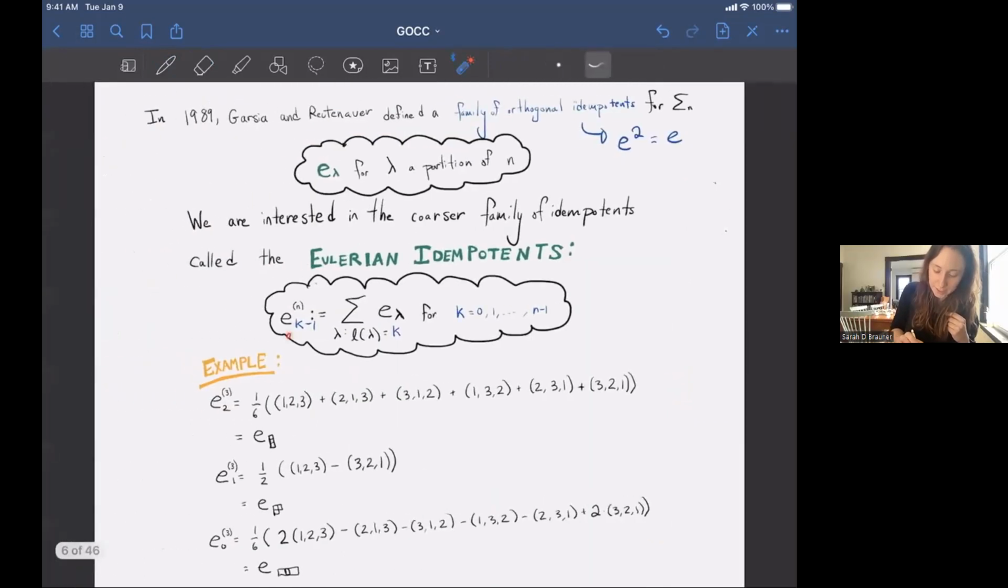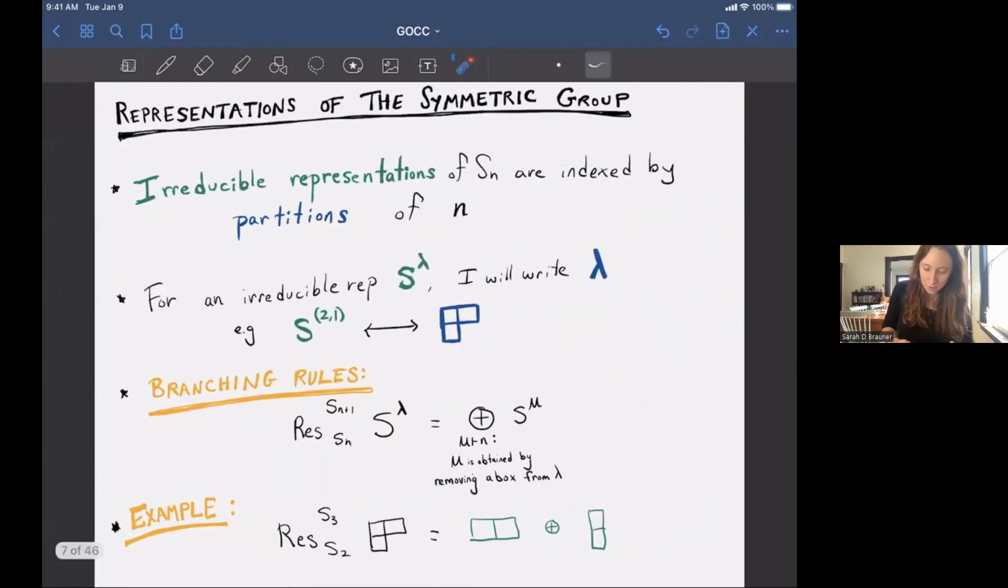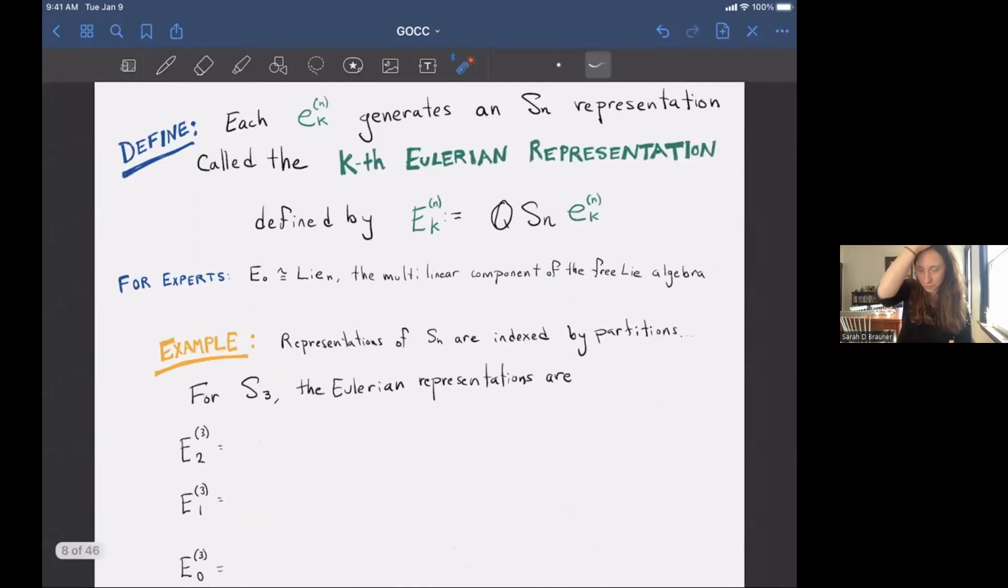And the indexing here is really just annoying because you want it to match with other Coxeter groups, and it has to do with the braid arrangement having rank n-1. Okay, so to answer Claudia's question a little bit more, the part of the story about the Eulerian idempotents that I care about is that each idempotent is going to generate a symmetric group representation called the Eulerian representation, or the kth Eulerian representation. So here's how I'm going to do it.